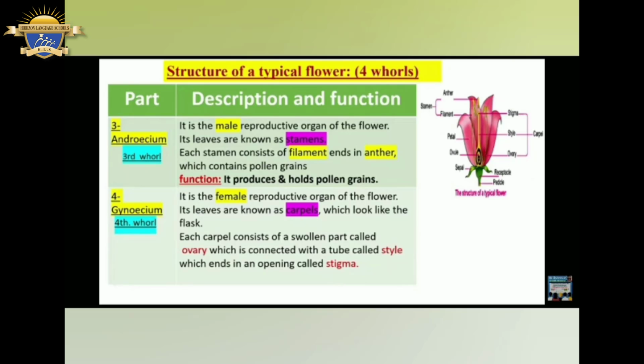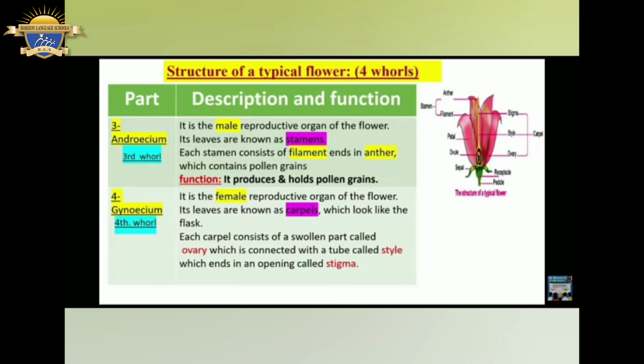Number 3. Androecium. It is the third whorl. It is the male reproductive organ of the flower. Its leaves are known as stamens. Each stamen consists of a filament, ended in an anther, which contains pollen grains. Its function: it produces and holds pollen grains. So, the anther contains pollen grains. As we see in the image, the stamen consists of filament and ends in anther, which contains pollen grains.